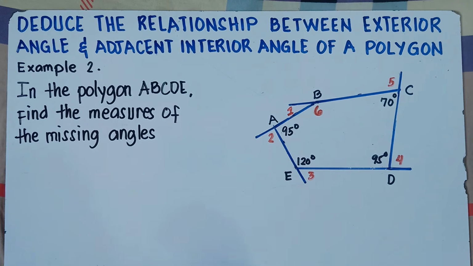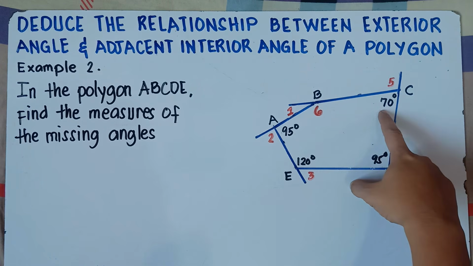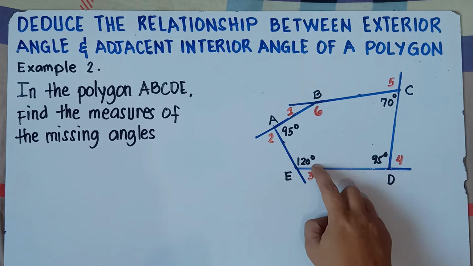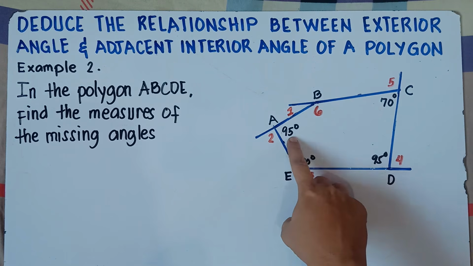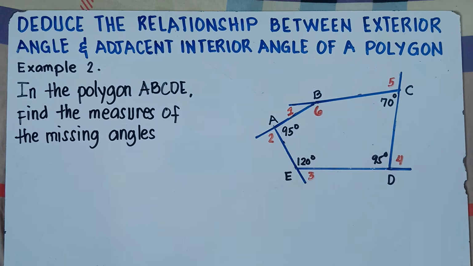So once again, class, first step to do, you check first the interior angles if they are complete. So we have given interior angles, we have 70 degrees, 95 degrees, 120 degrees, 95 degrees, and we don't have this angle right here. This will be angle 6. So once again, first step is we need to find angle 6.